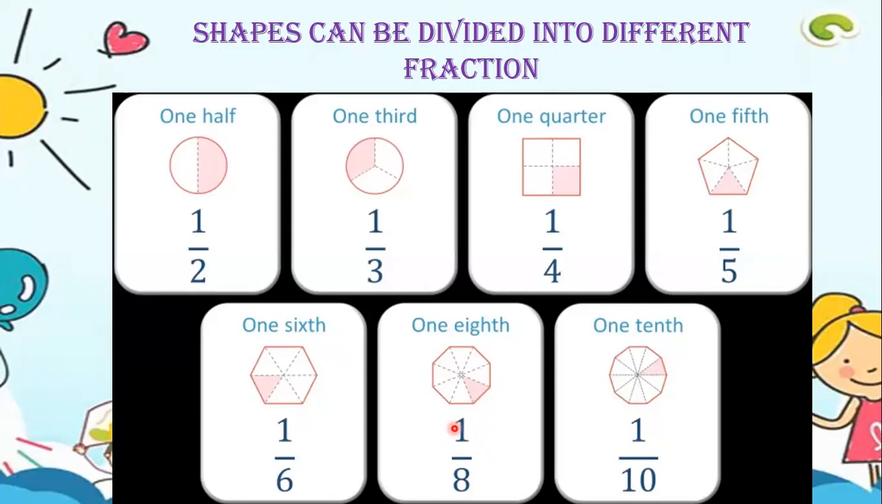But here in this figure, in this shape, only one part is shaded. So that's why we have written 1 in the numerator place, out of 8 equal parts, which we have written in the denominator place. And it is called 1/8.